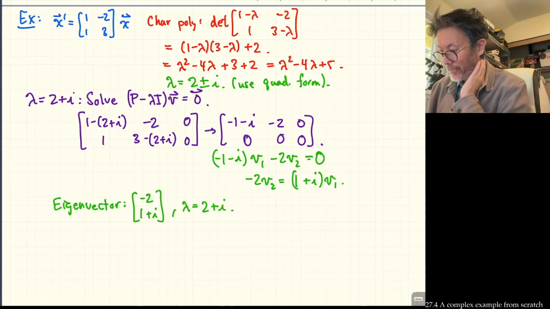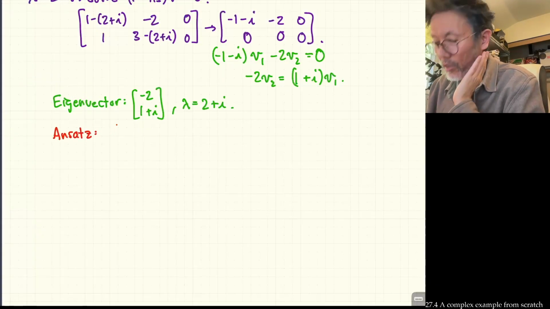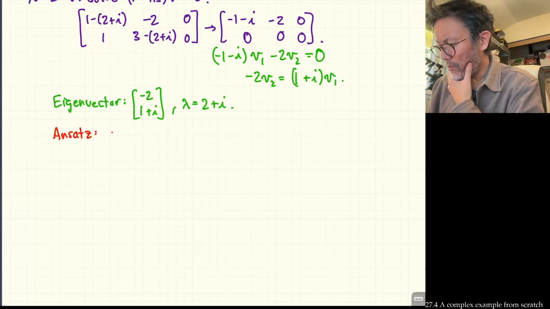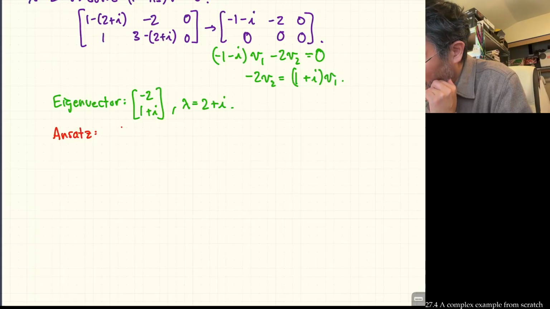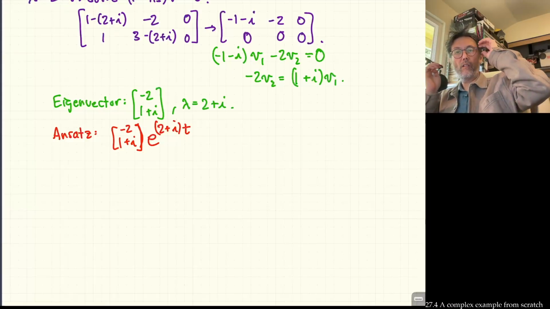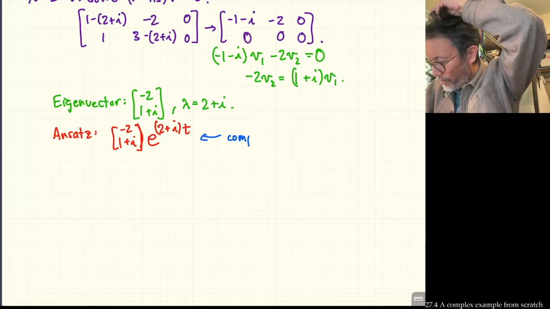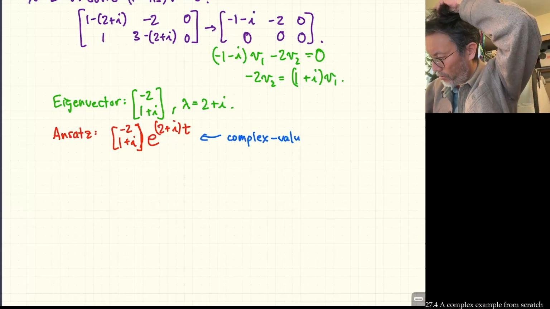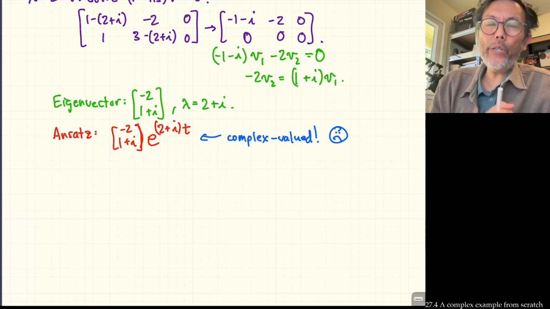So then I go back to my ansatz. The ansatz tells me that my complex valued solution, and I'm just going to call it X, I could call it Z or something, I don't know, whatever, my ansatz tells me that I need to be looking at [-2, 1 plus i] e to the (2 plus i) times t. And the problem with this is that this is a complex valued solution. Which is bad, okay? Because what I really want are real valued solutions.